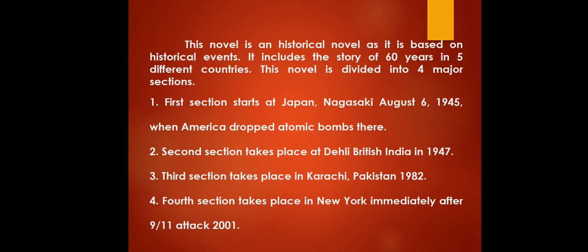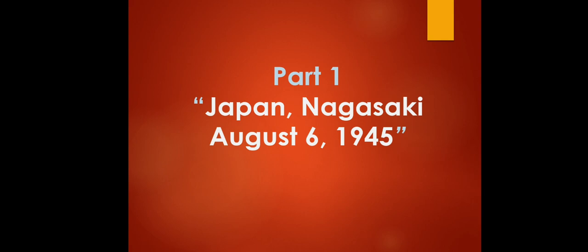Next, I will try to explain each and every section in a very simple way and in a short time so that everyone can easily understand the story of this novel. The first section, as I already told, is in Nagasaki, Japan, August 6, 1945. For MCQs, the dates are important, so you have to learn when the first section happened, and the second, third, and fourth. Simply, you can understand the fourth part of the novel.